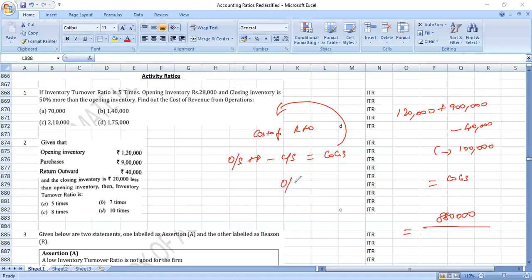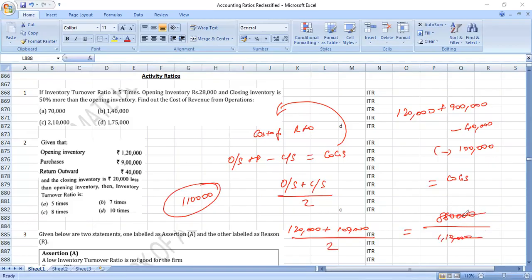Average inventory is opening stock plus closing stock divided by 2. Opening stock in this question is 1,20,000. Closing stock is 1 lakh as given in the question, so 2,20,000 divided by 2, which is 1,10,000. I didn't have a lot of hope when I got 8,80,000, but when I got 1,10,000 as a denominator, I knew I was getting the correct answer as 8 times. All right, children. Moving forward.